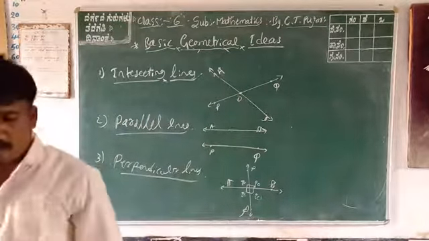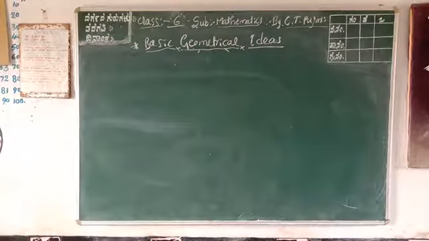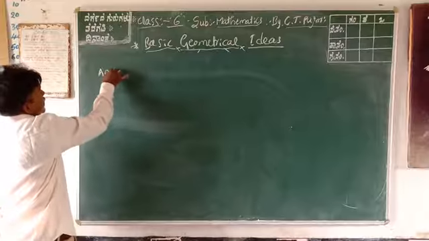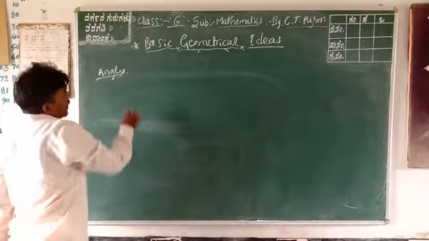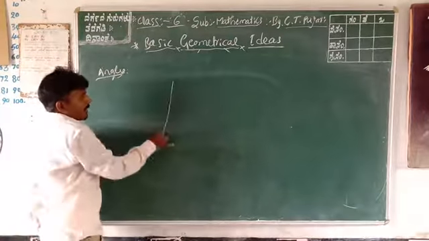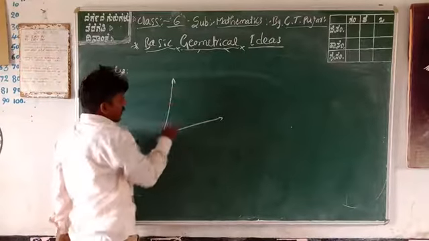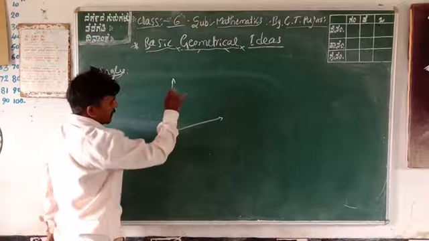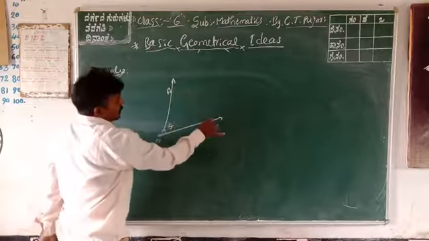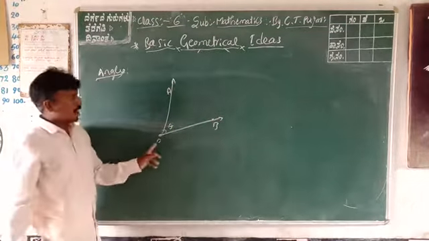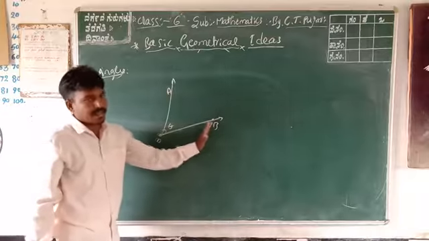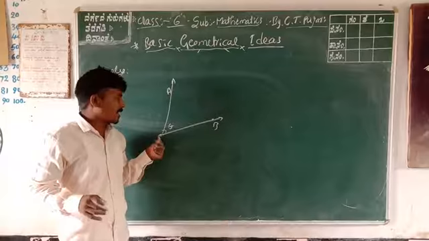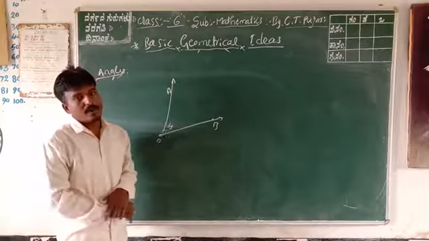The next one is angles. Angles means what? Two rays meet at the point O, that is an angle. Consider theta, with points A and B. OA is a ray, OB is a ray. These two rays grow from a single point, that is O. They are connected by an angle.